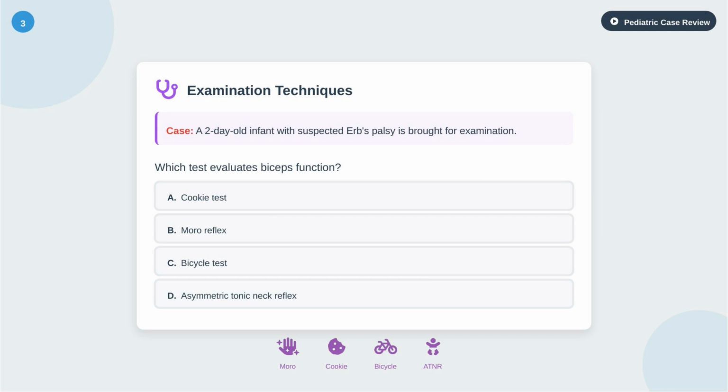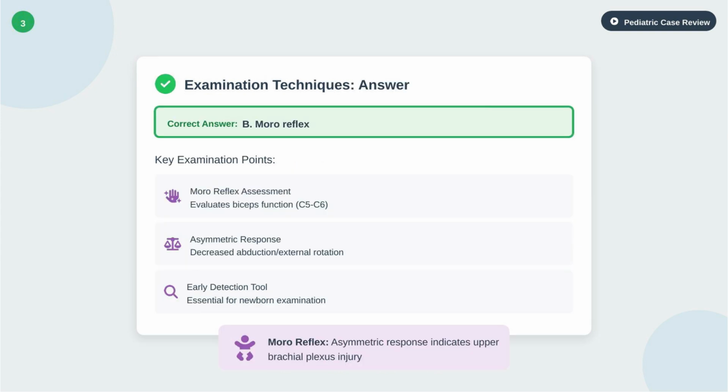A 2-day-old infant with suspected Erb's palsy is brought for examination. Which of the following tests is most appropriate to specifically evaluate biceps muscle function in this infant? A. Cookie test. B. Moro reflex. C. Bicycle test. D. Asymmetric tonic neck reflex. The correct answer is B.